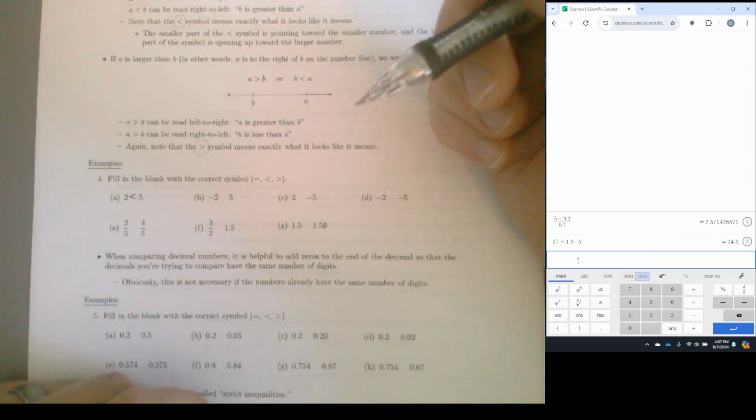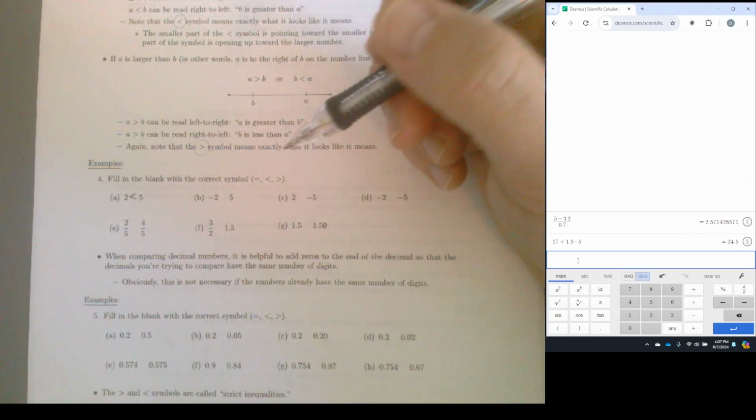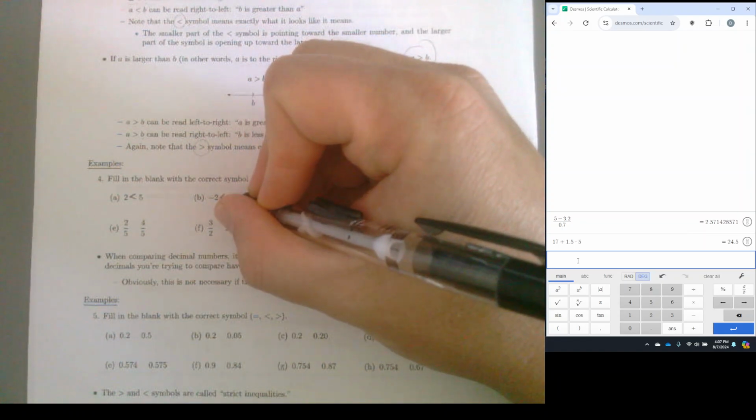If we were comparing -2 and -5, again, -2 would be to the left of 5 on the number line, so -2 is less than -5. If you need to pause the video and think about these before you fill in the blanks, that's totally fine. Do what you need to do in order to make sure that you're grasping the concept.